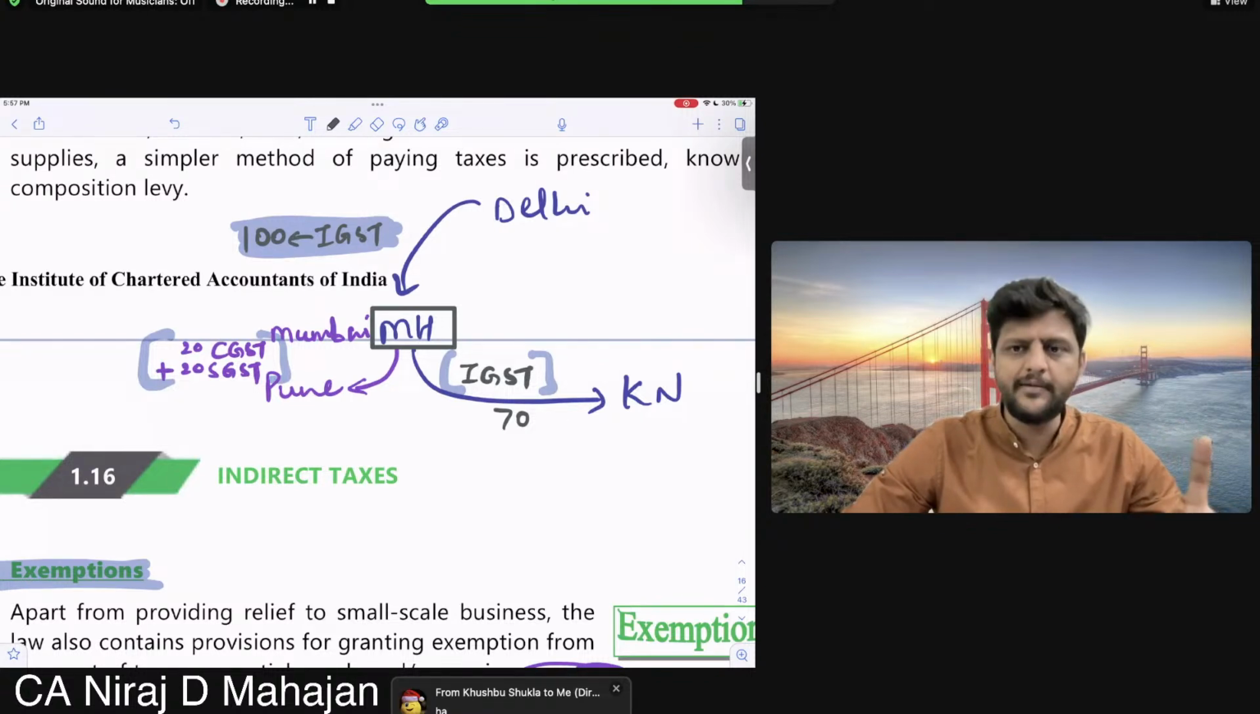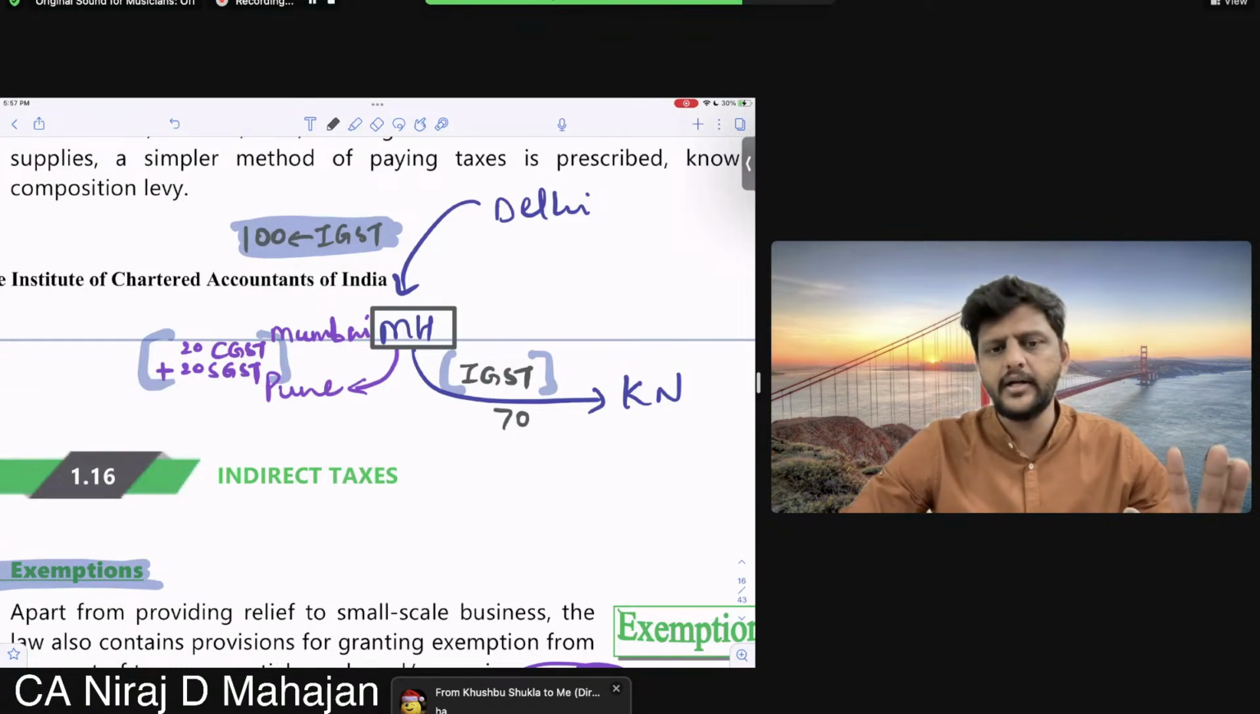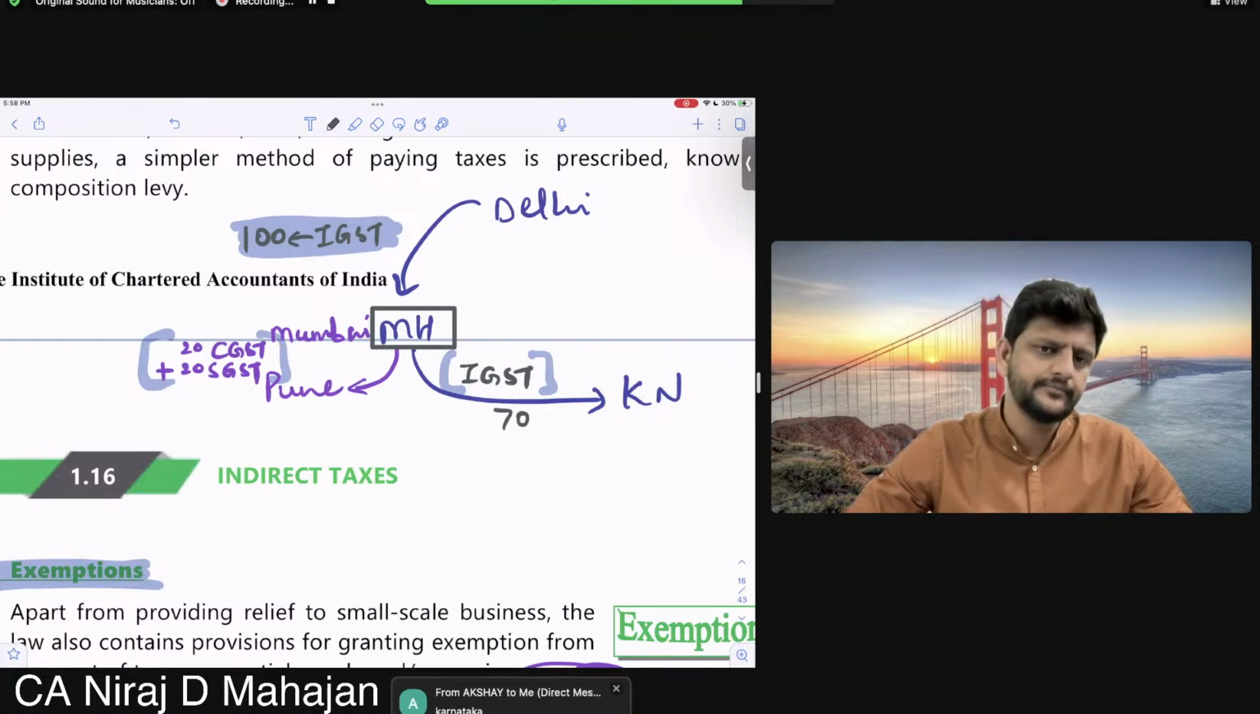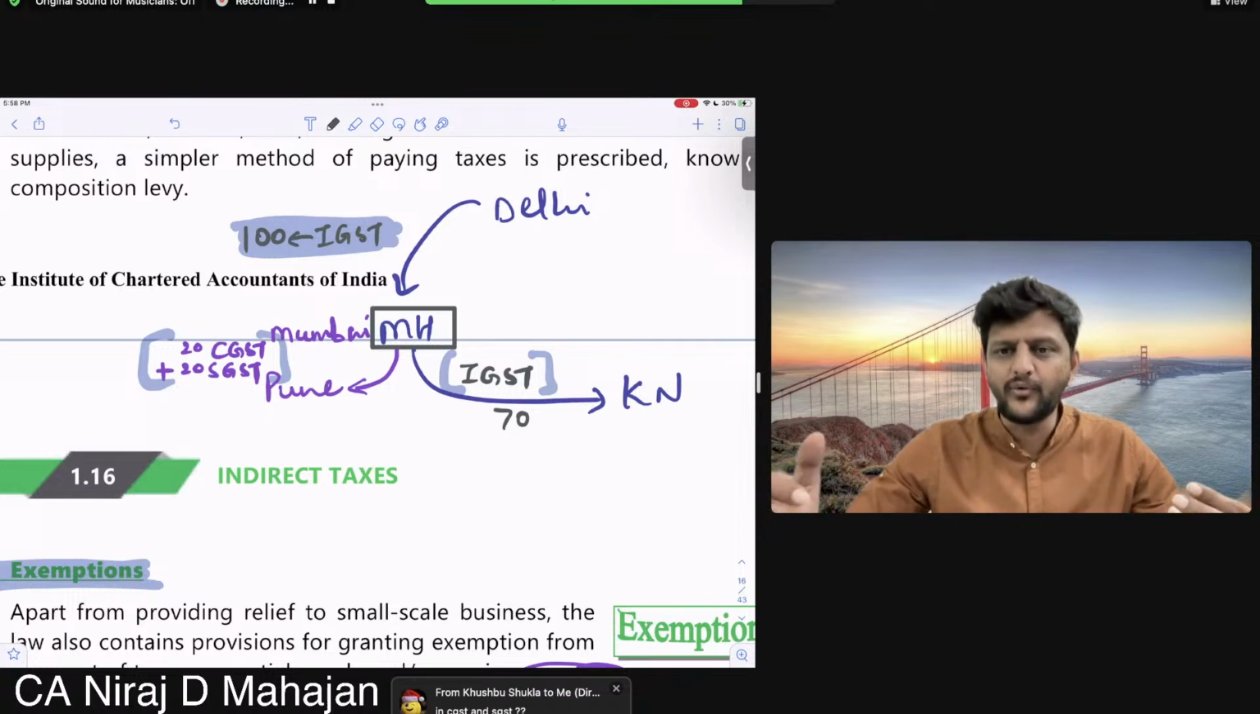So I have only one input tax credit. Which one? IGST. Correct. What does the law say? Where do I have to apply ITC of IGST first? Where? Tell me. Indrajit, answer. Look in the theory. Just now we have read. Okay, Akshay. Or we have written in the notebook also.